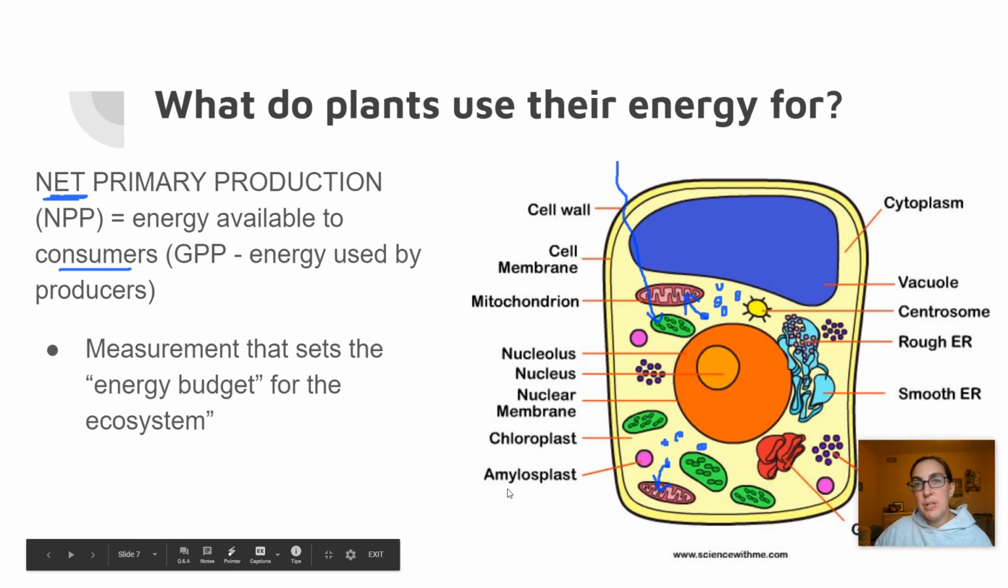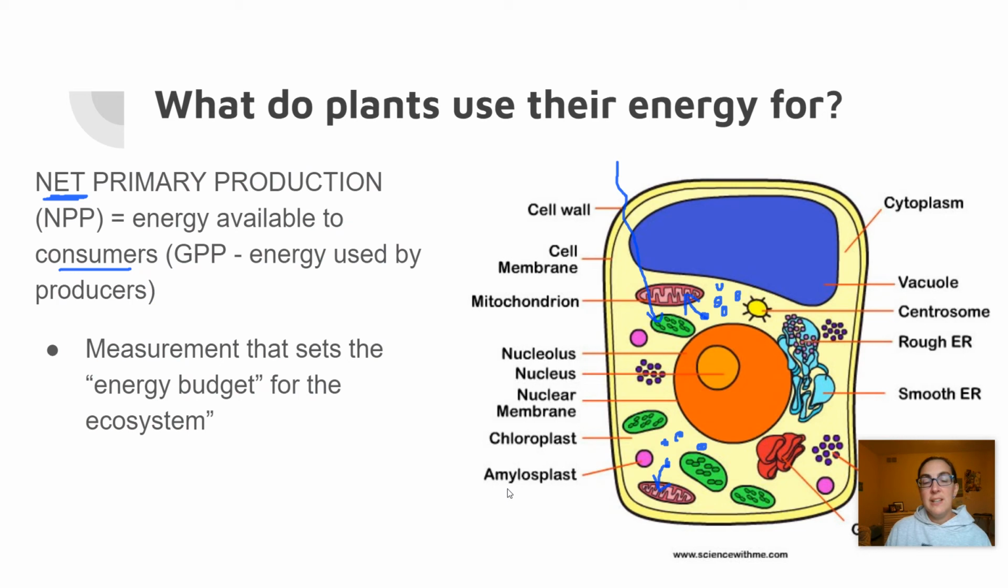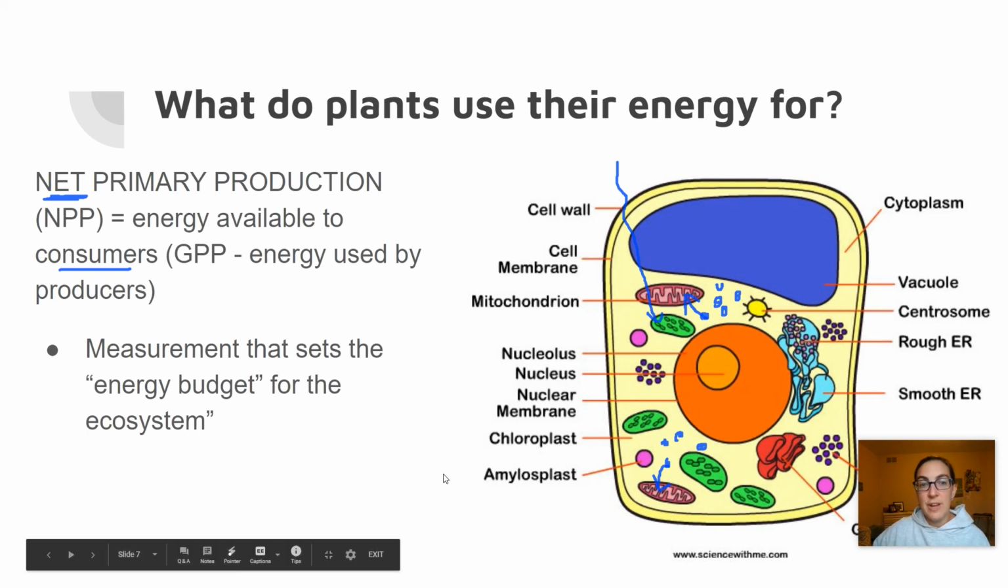This is an important measurement for ecologists because really it's the net primary productivity. That's the amount of energy that moves upwards through the food chain. So this is really what sets the budget for the rest of the ecosystem and determines how many consumers are able to survive in that ecosystem.